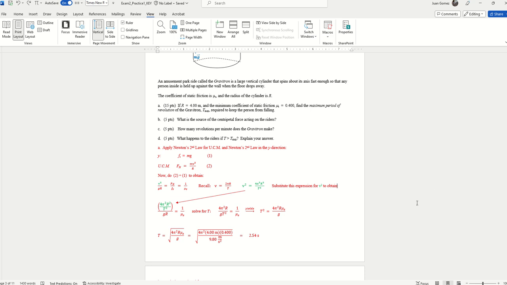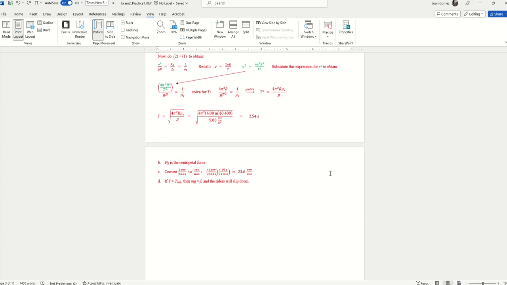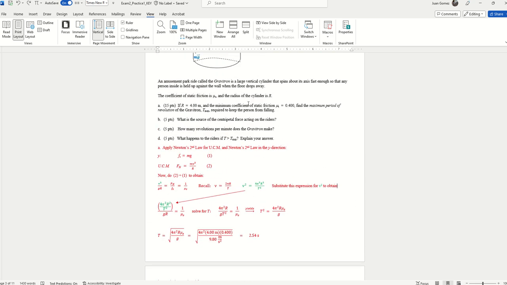You get 2.54 seconds. Now, how many revolutions per minute? Because we want to think of it more in RPMs. So how many revolutions per minute does it make? We'll just do a simple conversion. Oh wait, I'm sorry, I skipped B. Let me go back to part B.